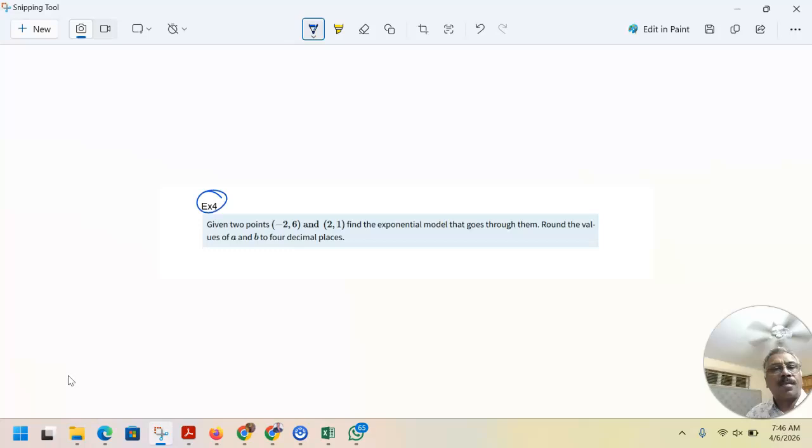So in example number 4, you see these are the 2 points. Among the 2 points, the first point is -2, 6, and the second point is 2, 1. So each time you plug into the equation, the exponential form function a times b raised to x. So plug in x and y.